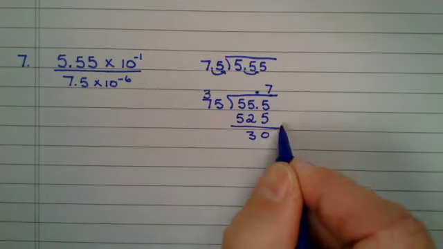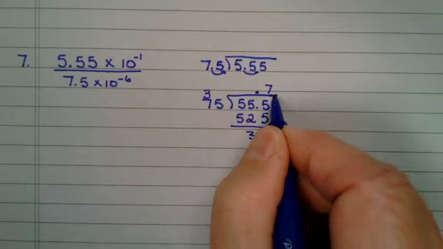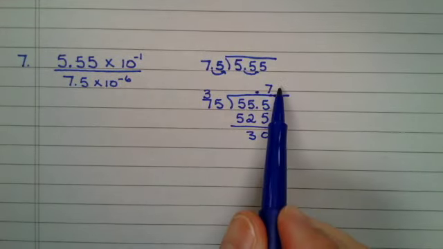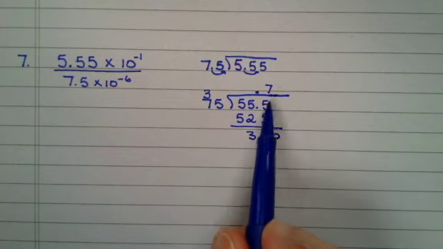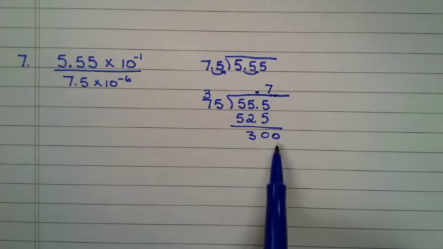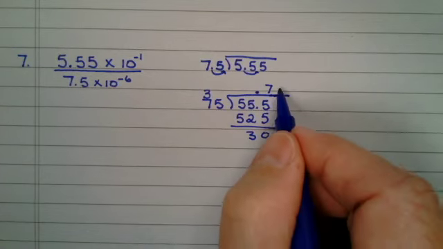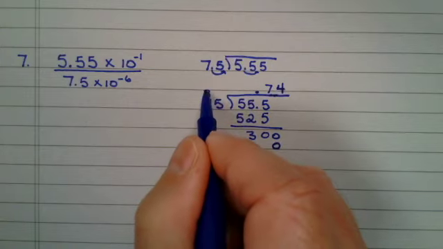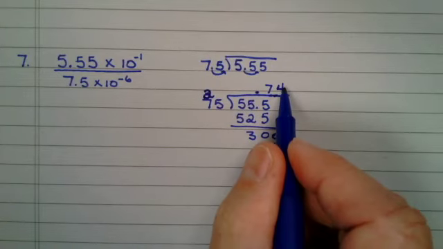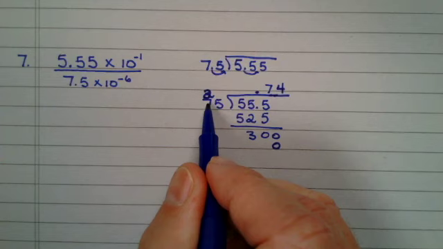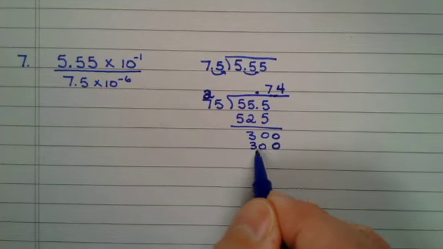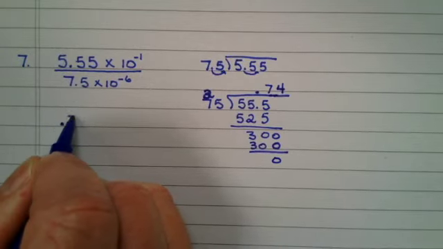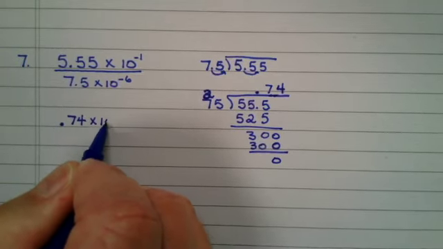0, 3, bring down another 0. Again, I need to find something that when I multiply it times 7, it's going to get close to 30, but something that when I multiply it to 5, it ends in a 0. So we're going to try 4. 4 times 5 is 20. This changes to a 2. 4 times 7, 28. 28 plus 2 is 30. So when I multiply these together, I get 0.74 times 10.